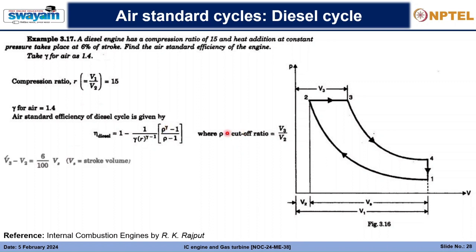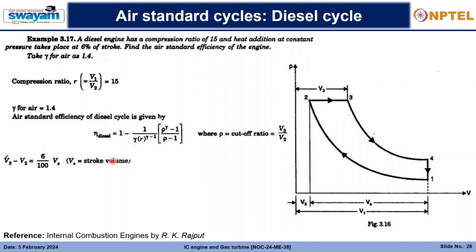For that, we will consider the process 2 to 3. So V3 minus V2 equals 6 by 100 of Vs. Why do we know that? Because heat addition at constant pressure takes place for 6% of stroke. So heat addition at constant pressure, this is 6% of stroke, this part.